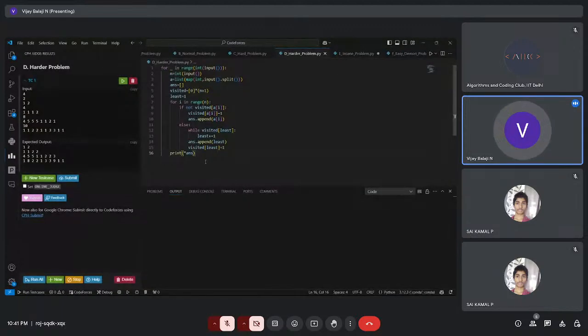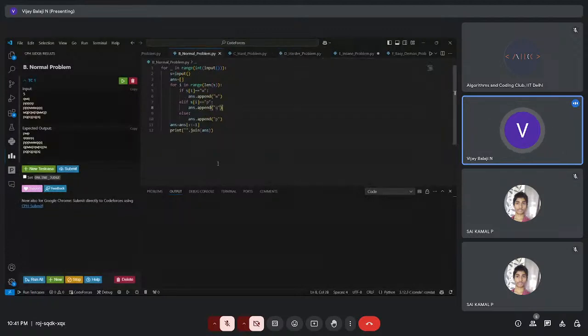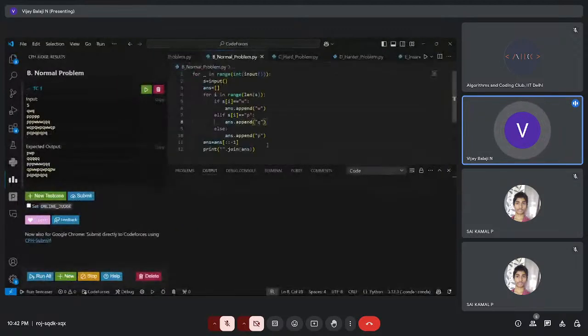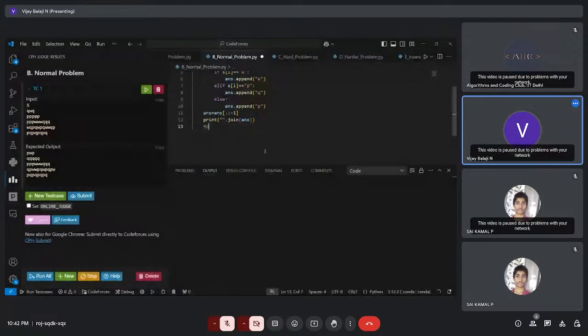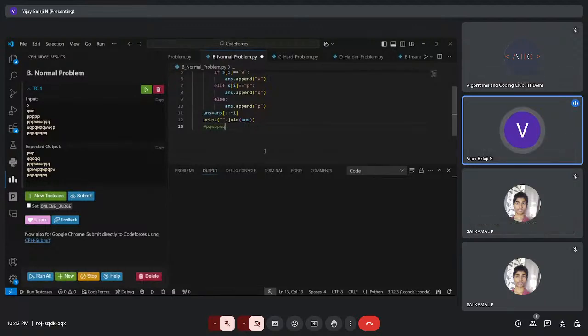Yes, sir. So this is the code for problem B. In this question, we are asked, given a string consisting of the letters P, Q, and W, say PPWQ, to convert it into its mirror image, like how it would be seen if we are looking at it through a mirror.